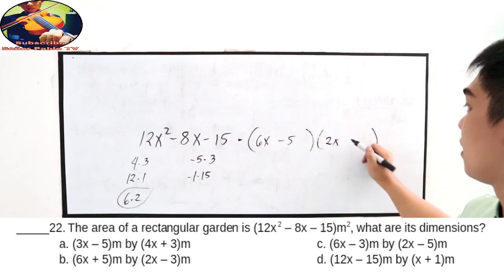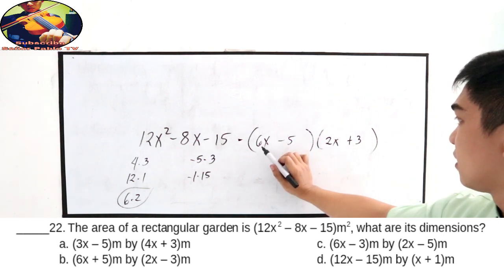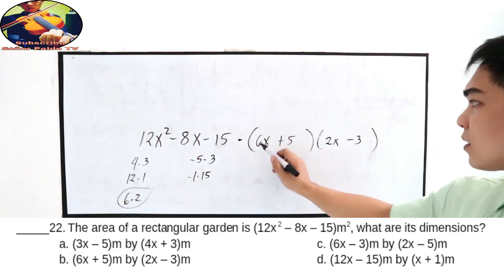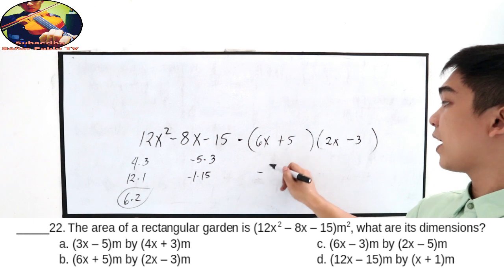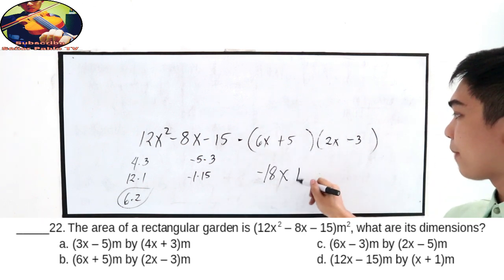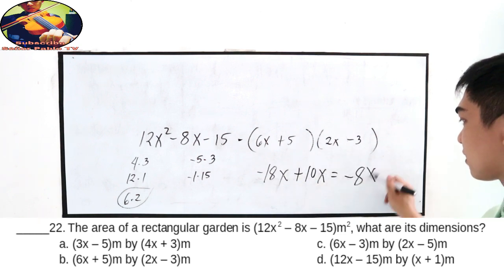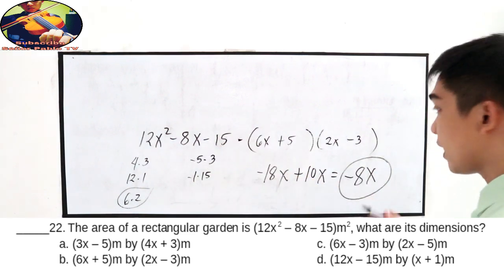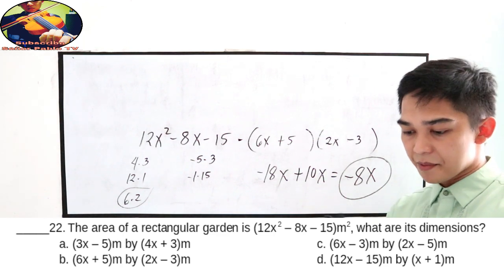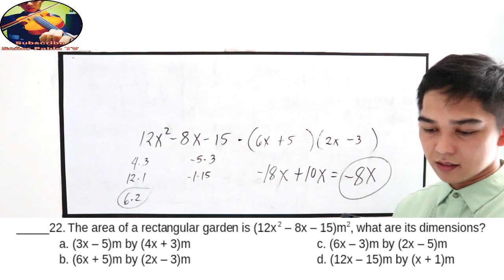Negative 5, positive 3. Check natin to. Positive 5, negative 3. 6x times negative 3, negative 18x. 5 times 2, positive 10x. Add, negative 8x. Parehas na ba? Okay, nakuha natin. Parehas. So, ito naman yung factored form natin: 6x plus 5, 2x minus 3.